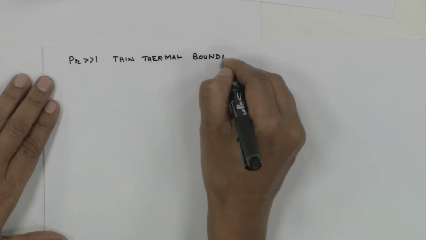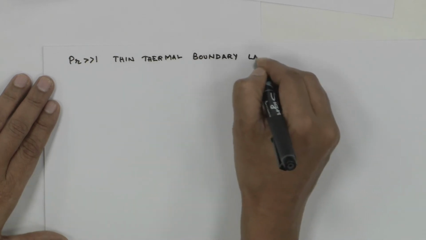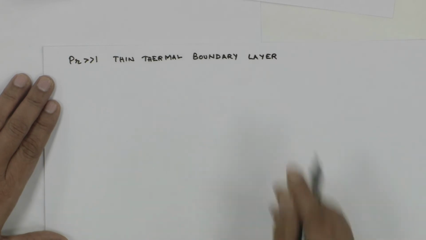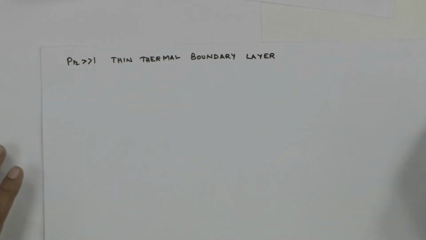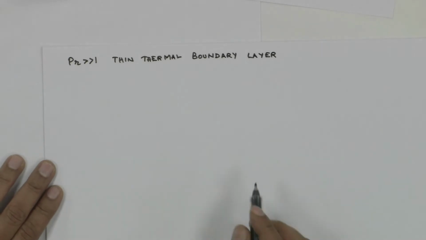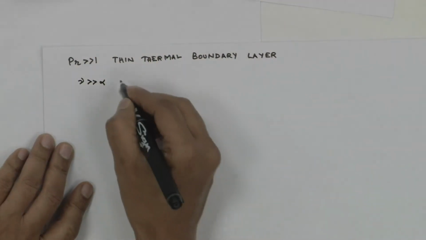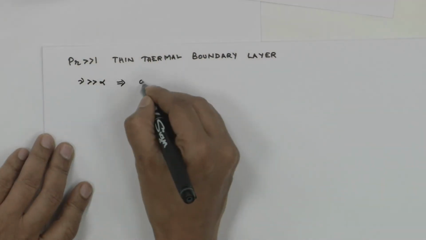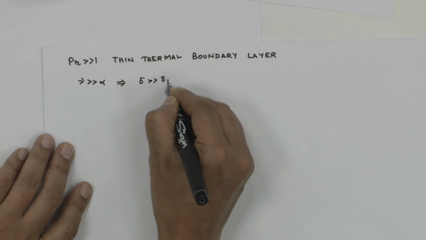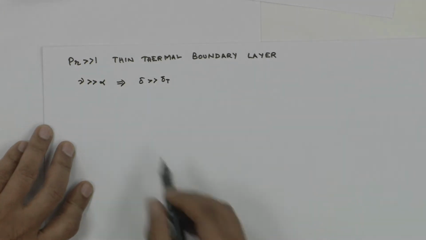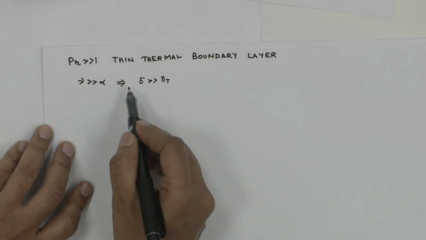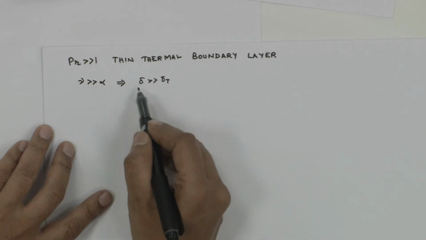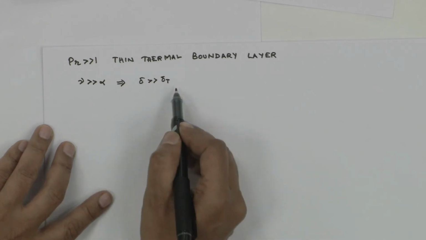Thin thermal boundary layer. Okay. So in this thin thermal boundary layer, Prandtl number is greater than 1. So you have nu greater than alpha, which implies that delta is greater than delta T, because nu is greater. So for longer distances momentum can diffuse, because of which delta is greater than delta T.